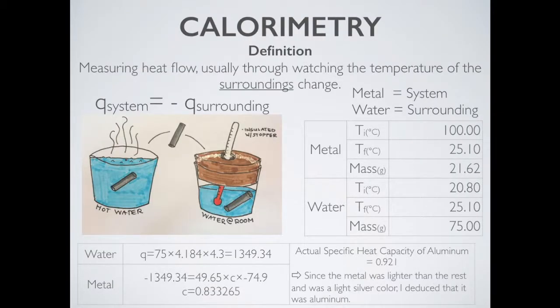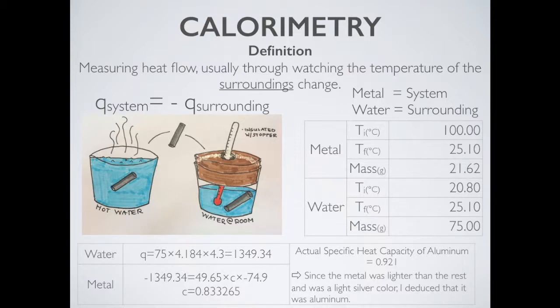In calorimetry, we measure heat flow, usually through watching the temperature of the surroundings change. As you see in this picture here, there's metal in the hot water, so the water and the metal are at the same temperature. And when you put that hot metal into an insulated container with water at room temperature in it, the heat will transfer out of the metal and into the water. So when it says Q system equals the negative Q surroundings, it's the opposite for this. The system is losing its temperature and its energy, and the surroundings are gaining it. So negative Q system equals positive Q surroundings.